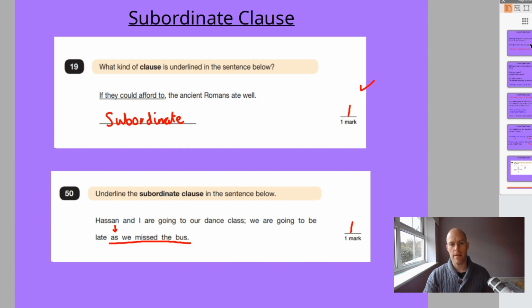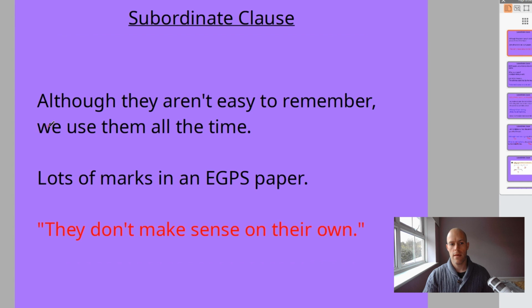And just to indicate, by going back to the beginning of the flip chart here, even the beginning of the flip chart is a subordinate clause. So although they aren't easy to remember, that itself is a subordinate clause, and there is a subordinating conjunction, although. So I couldn't just talk to you on this video today and say, although they aren't easy to remember, because you're going to be expecting something else. You're going to be expecting a main clause. We use them all the time. So this bit here underlined is a subordinate clause, although they aren't easy to remember.